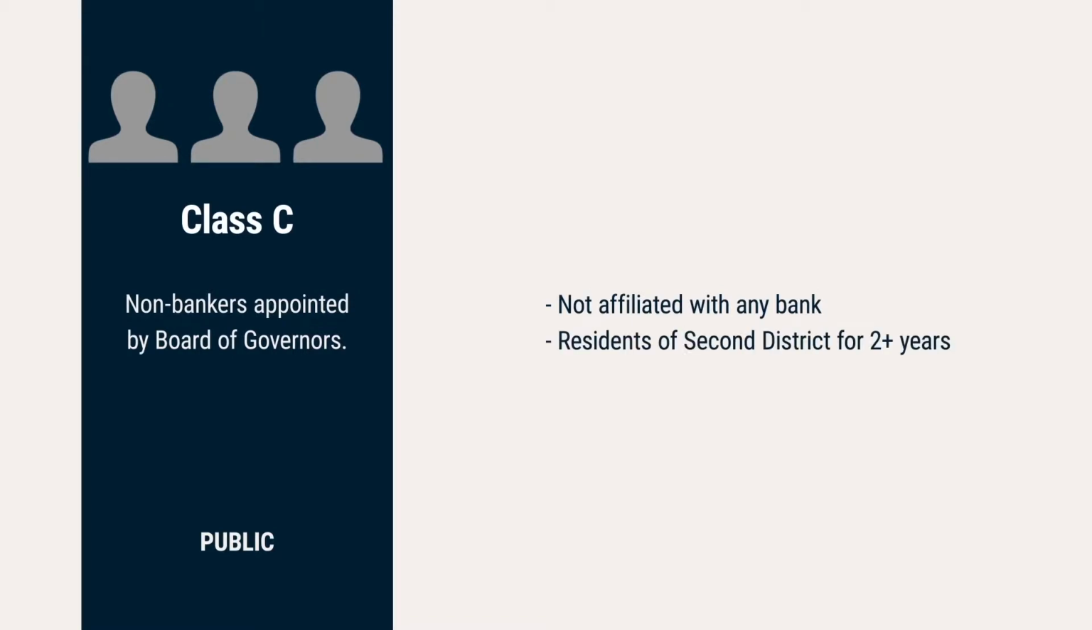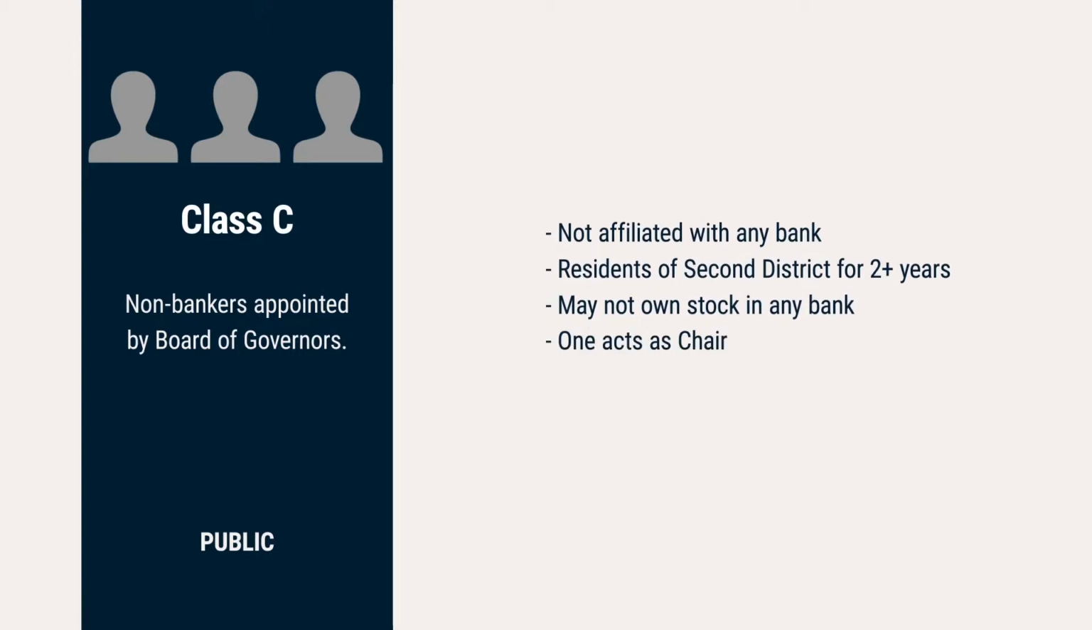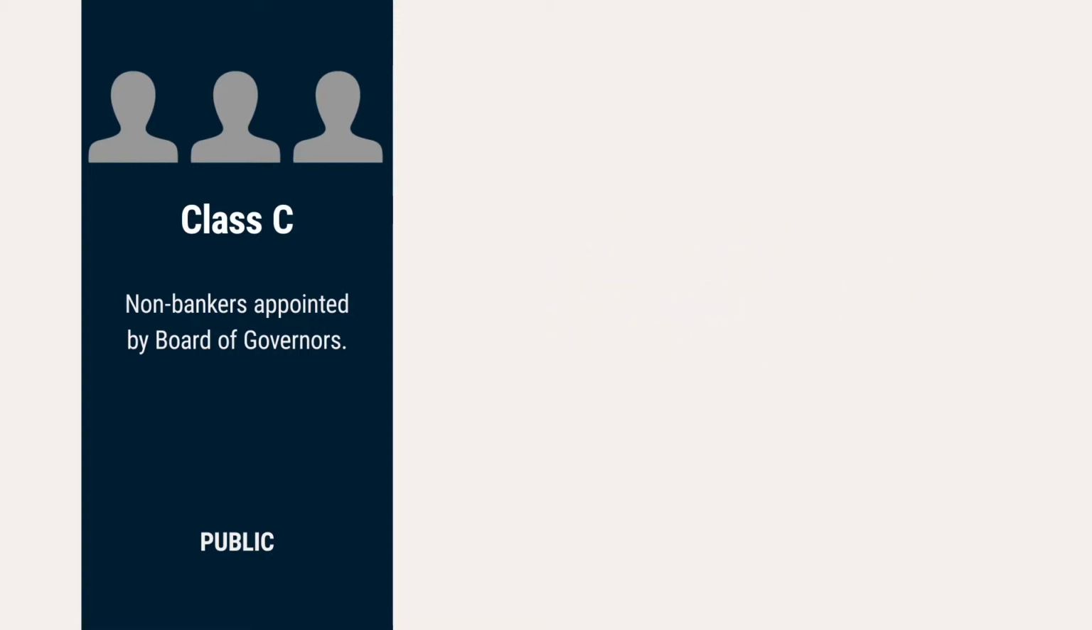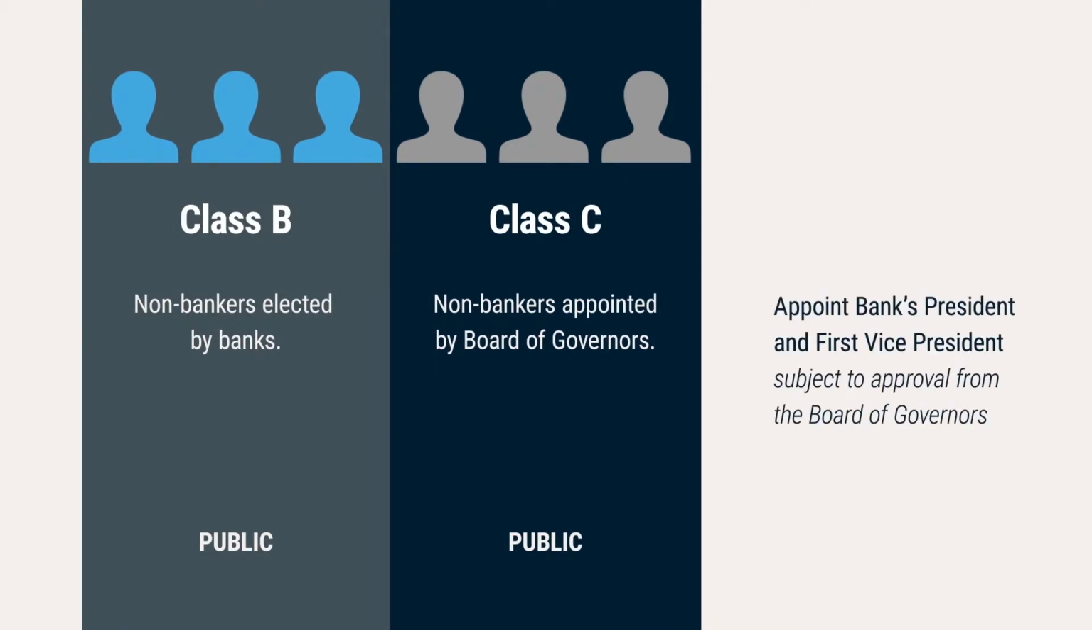In addition, they must have been residents of the 2nd District for at least 2 years and may not own stock in any bank. One Class C director will be appointed by the Board of Governors to act as the board chair. Another will be appointed as deputy chair. The Federal Reserve Act empowers the Class B and C members of the Board of Directors to appoint the bank's president and first vice president.